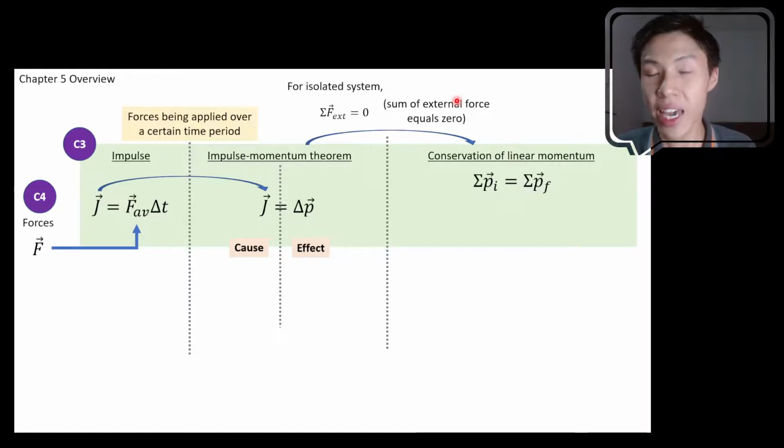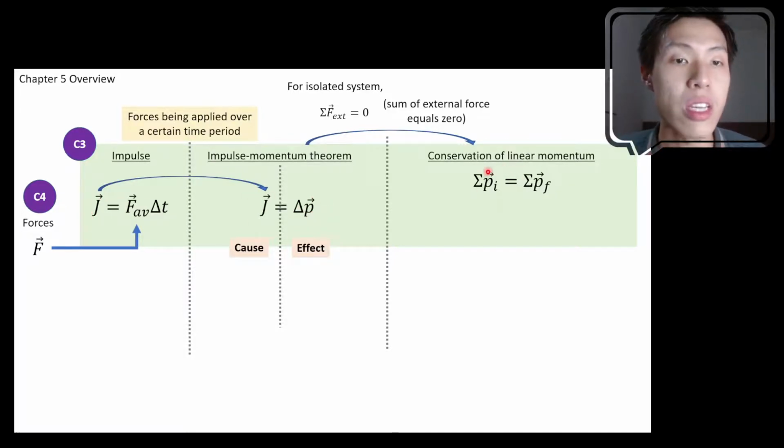So we can have external force acting on an object, but if the sum of external force equals 0, then the system will be isolated. When the system is isolated, the sum of external force equals 0, so we can put in 0, then our impulse will be 0. If our impulse is 0, our change of momentum will be 0. Therefore, the linear momentum will be conserved.